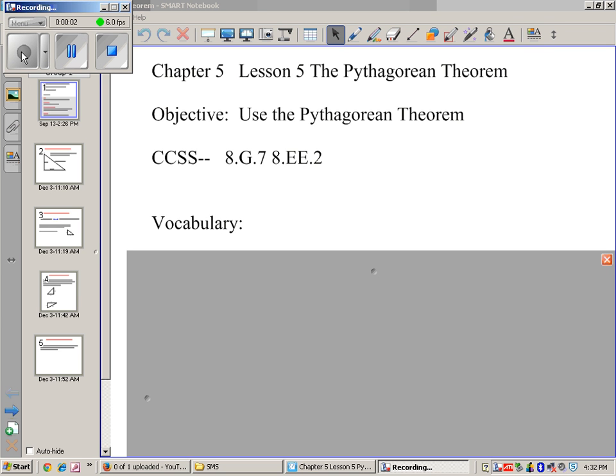Okay, welcome to Chapter 5, Lesson 5, the Pythagorean Theorem. Our learning target or objective for this lesson is to use the Pythagorean Theorem. Okay, our vocabulary for this lesson.